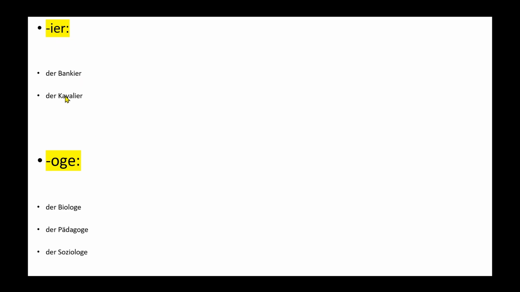Same with IER, same with OGE, OGUE in English. Biologie, Pädagoge, Soziologe, der Bankier, der Kavalier. So anything that ends with these endings, you generally know that this belongs to "der", which is the masculine article "der".